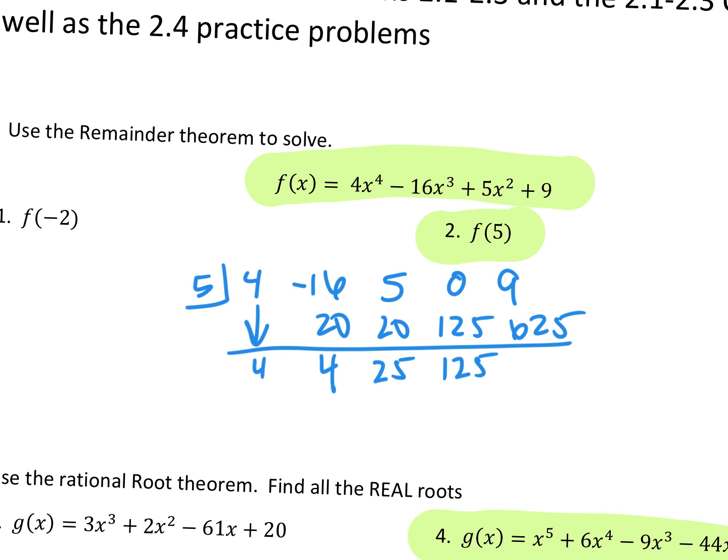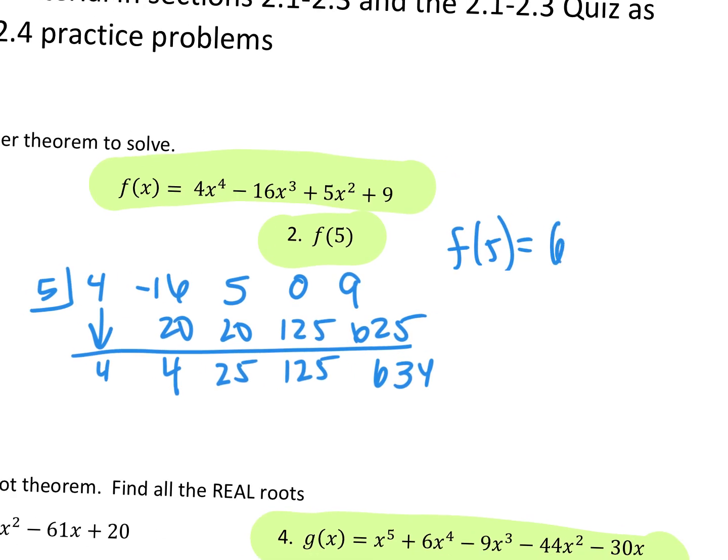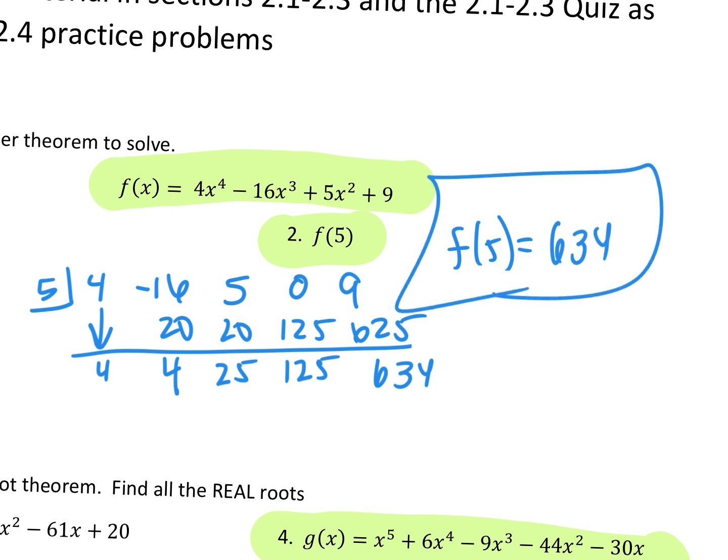634. So how do we answer this? We say f of 5 equals 634. That's it. Anybody have any questions on that?